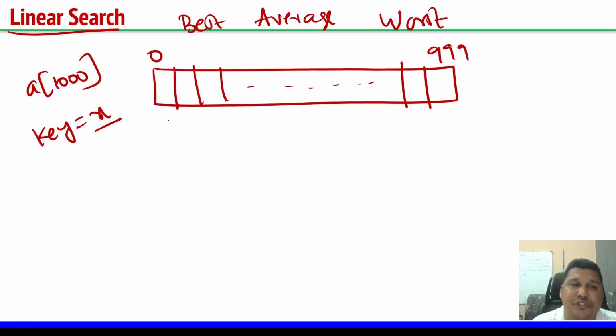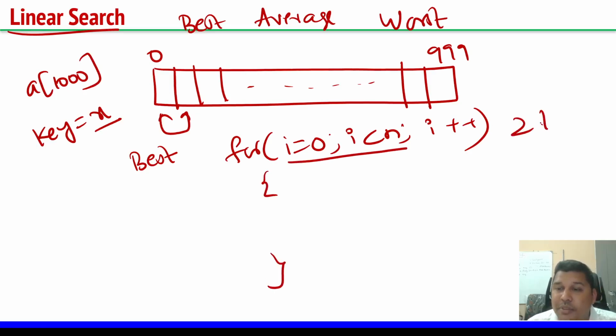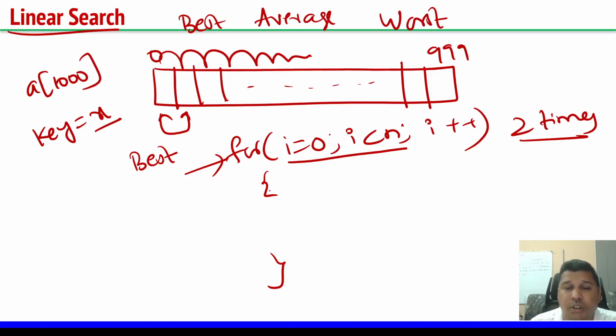Suppose the X is found in the starting one or two locations. If you find X in the starting two locations itself, then that is the best case. Why? Your for loop, for i = 0, i less than n, i plus plus, is iterating only 2 times and you are coming out. We are not spending so much time iterating over every element, 1, 2, 3, 4, and so on. You are getting the answer in the initial step itself. In that case, you have to know this is the best case of the linear search algorithm, if the element is found at the beginning itself.